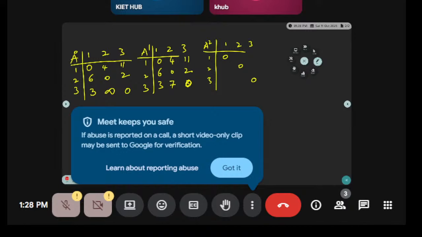a power 2 of 1 comma 3, a power 2 of 2 comma 1, a power 2 of 2 comma 3. This is minimum of a power 2 minus 1 of i comma j, comma a power 2 minus 1 of i comma k, plus a power 2 minus 1 of k comma j.